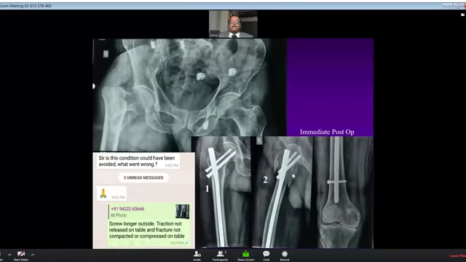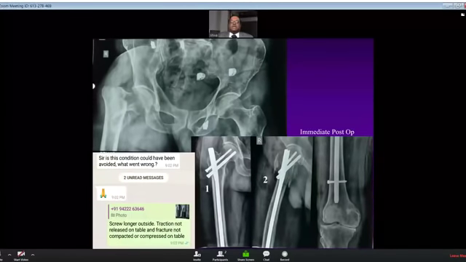It's an unstable fracture where I have written number 2 because you can see a posterior fragment as well as the medial fragment separate. And if you see at number 1, the screws are out on day 1 itself. So my answer to him was, screws are longer outside. Traction was probably not released on table, or the fracture has not been compacted or compressed on table. That's why the screws are outside in the immediate post-operative X-ray.